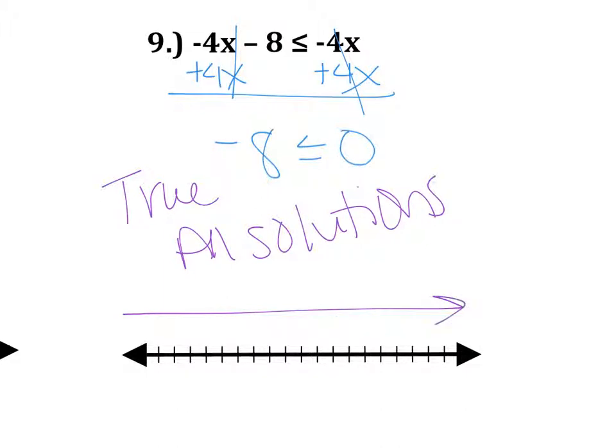So you would have a line forever. So no matter what you plugged in for x back into the inequality, it would always, always, always work out because this is a true statement.